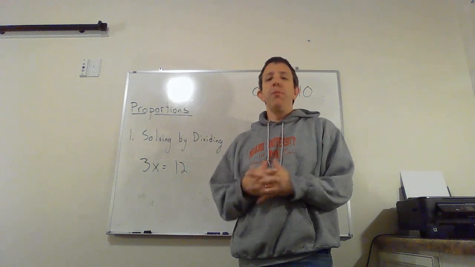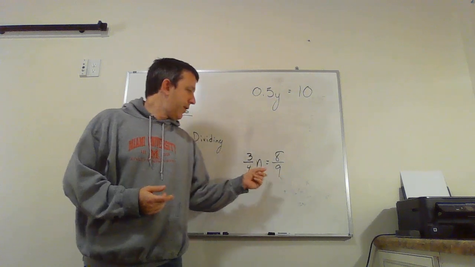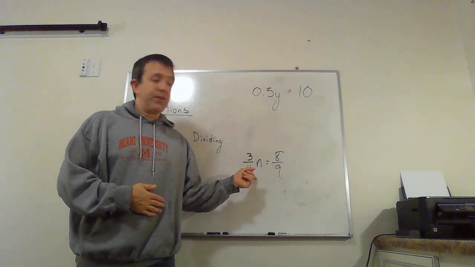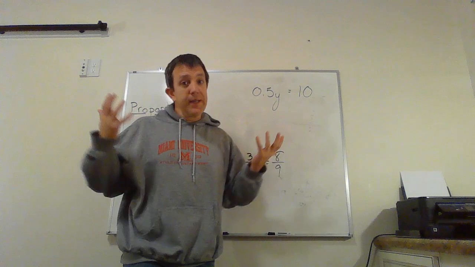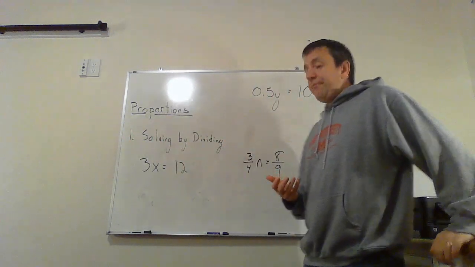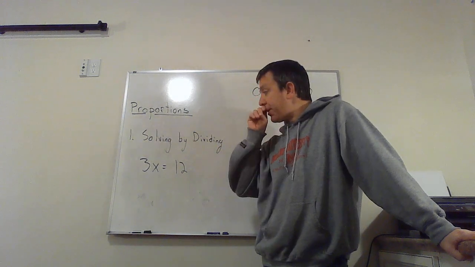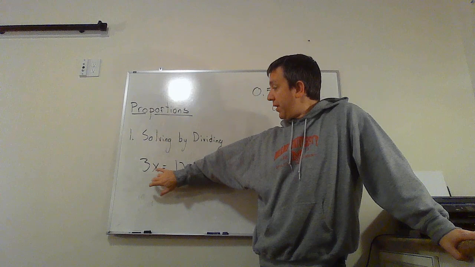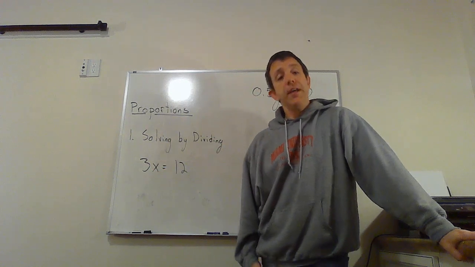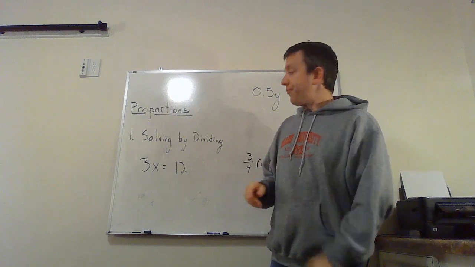And that's great, but what we want is a technique so that if we get to harder looking problems, like, oh, I don't know, say this one, 3/4 times n is equal to 8/9, that then when it gets just a little bit harder, we'll still be able to solve them. Okay, so hang with me here for just a minute while we go through how to do this solving by dividing, because it's really pretty straightforward and it's going to get us where we want to go.